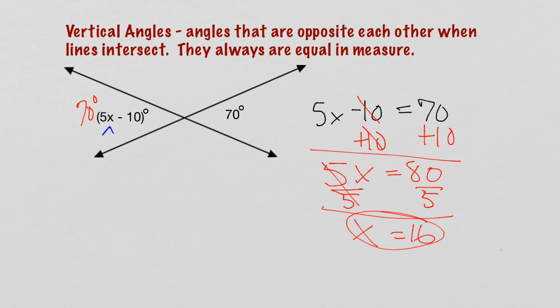So the x is equal to 16. If I were to plug a 16 into 5x minus 10, it would end up equaling 70. So we can always say that vertical angles are equal. We can use that to solve some missing amounts.